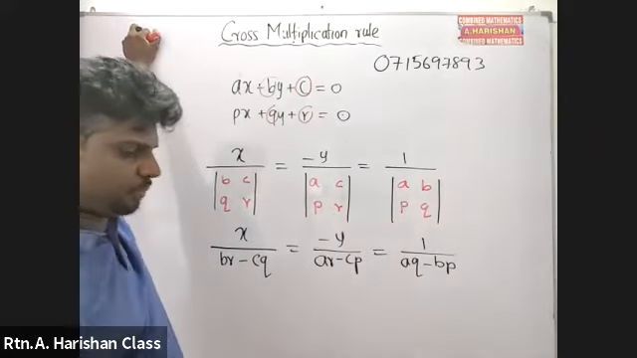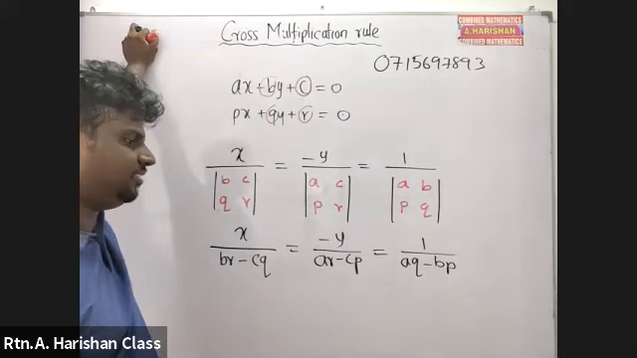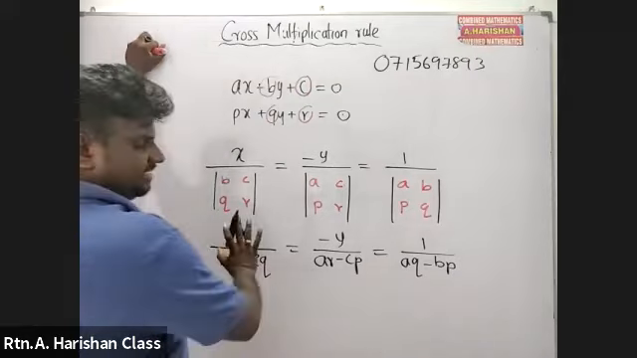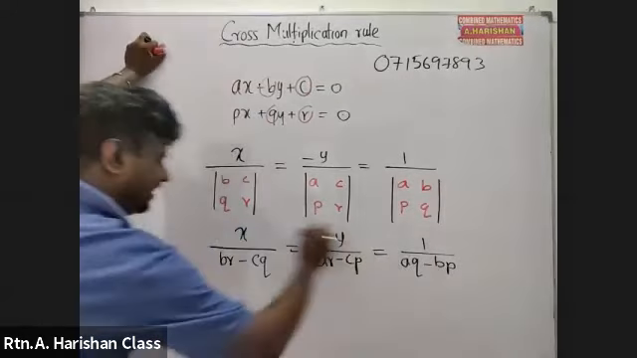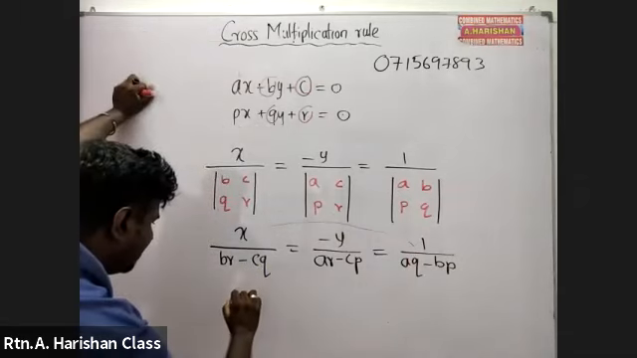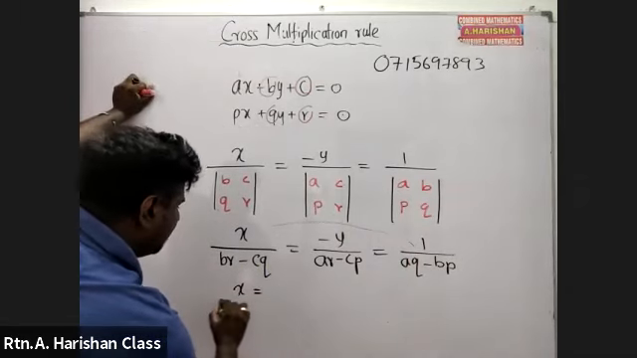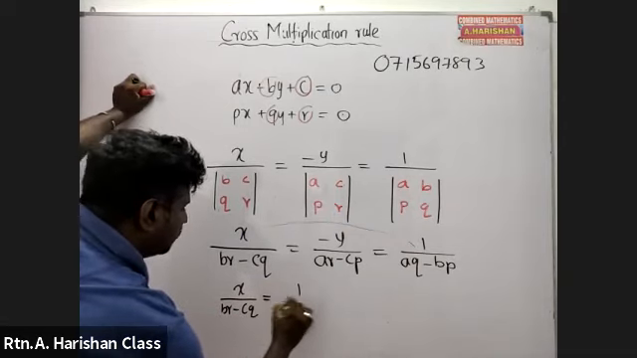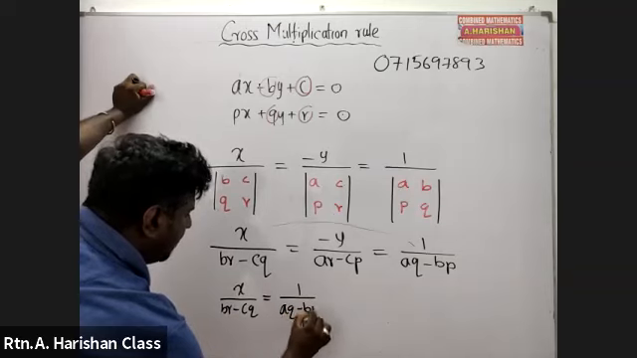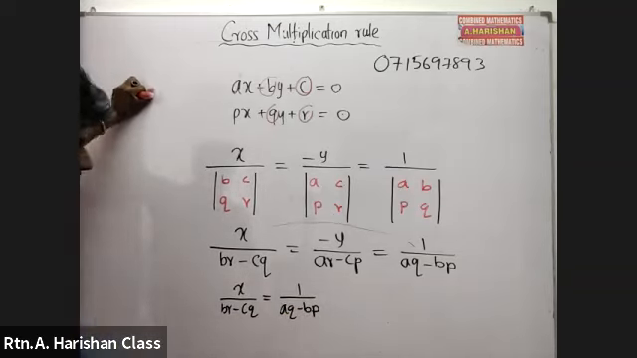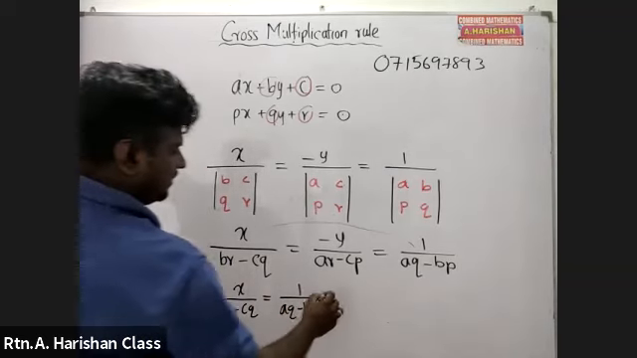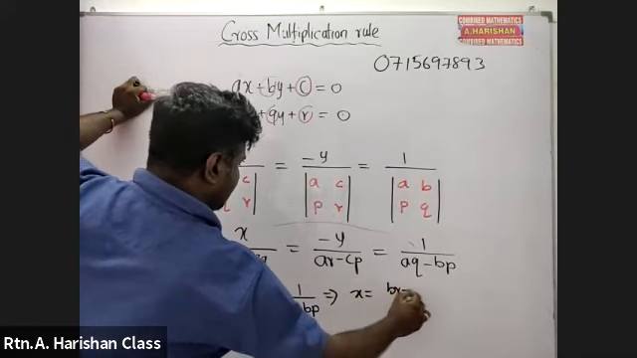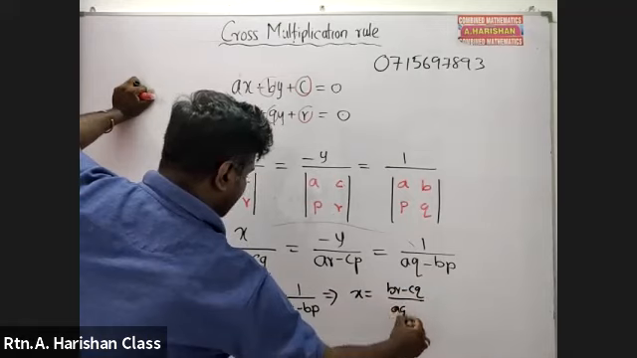Alphabet order is not a must, but it's okay. If you keep that, you will be benefited. Now the next step is the answer. What is x? This is equal to this, and then this will be equal to that. Straight away I can write the answer, but sometimes you may get confused. So it's 1 over AQ minus BP. Because of that, you get x equals BR minus CQ over AQ minus BP.